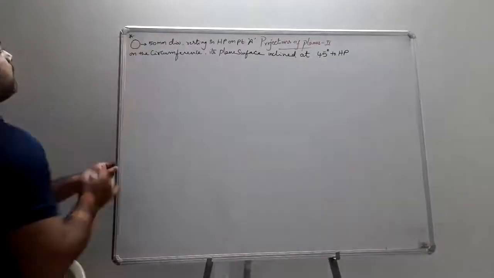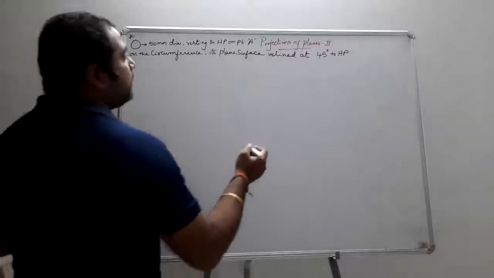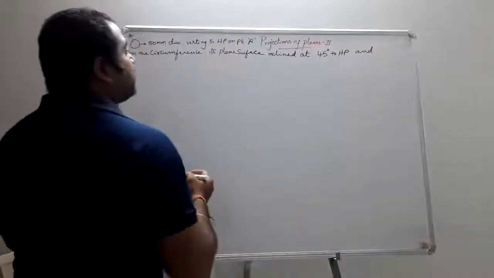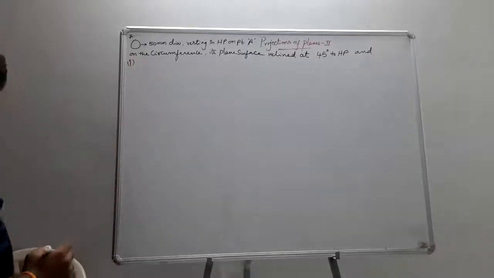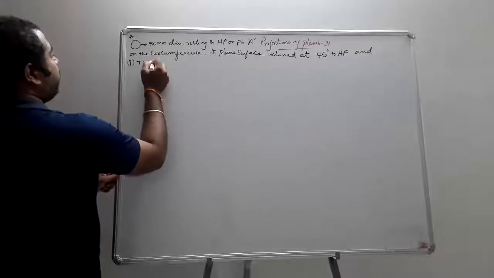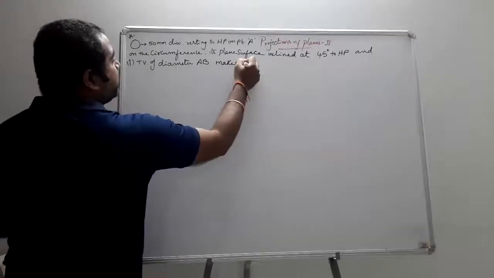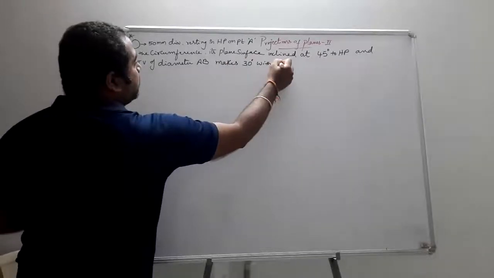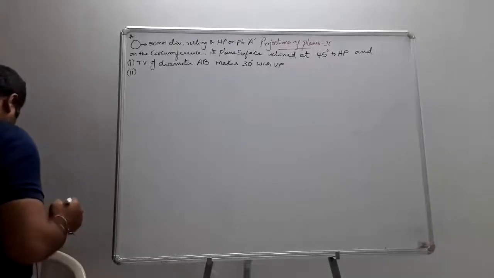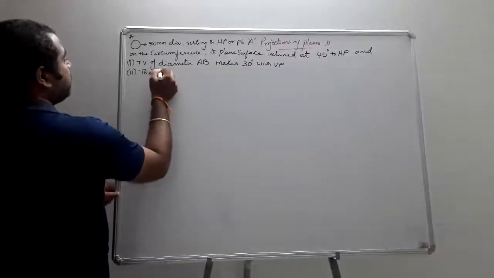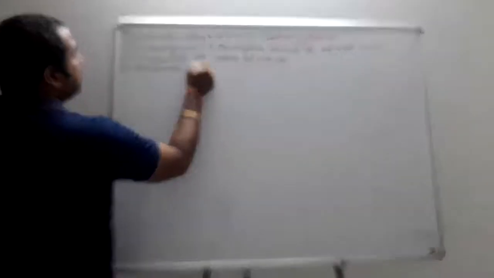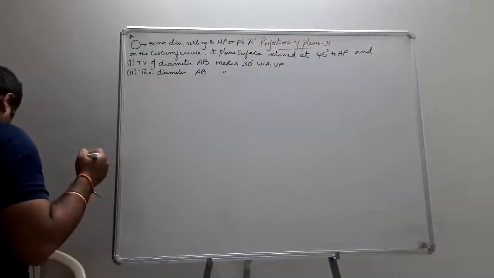Inclined at 45 degrees to HP. And first condition, all of you see the first condition: the top view of diameter AB makes 30 degrees with VP. Second, the diameter AB is making 30 degrees with VP.